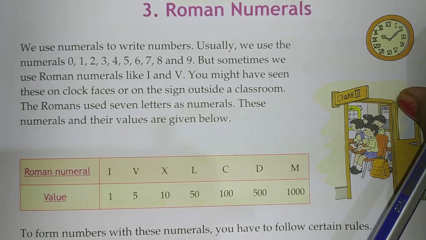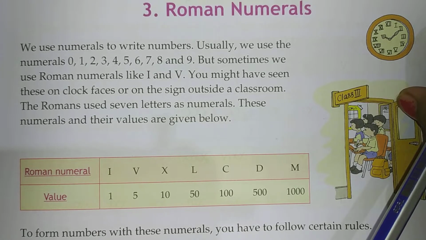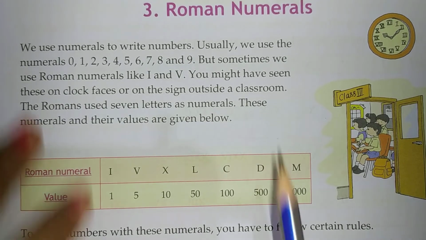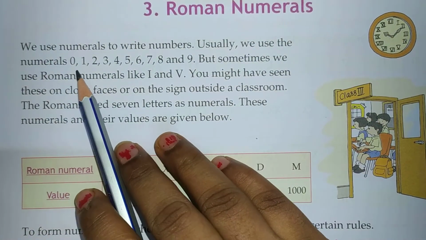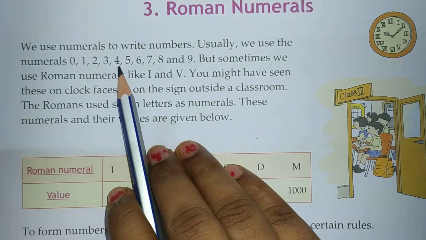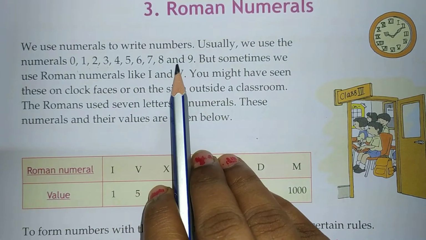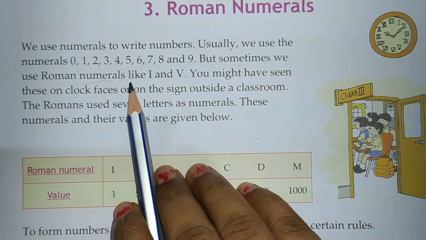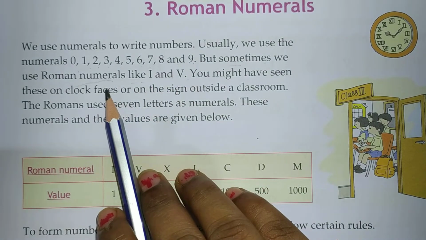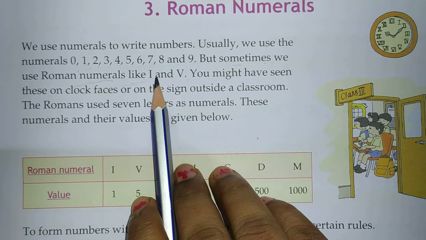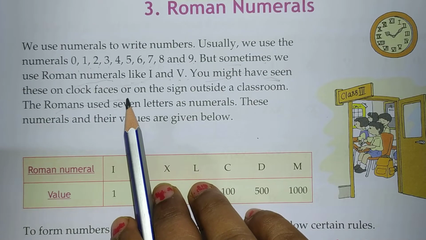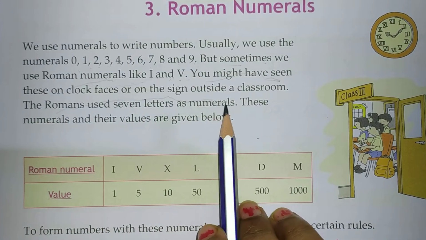Today we are going to start a new unit 3, Roman numerals. We use numerals to write numbers. Usually we use the numerals like 0, 1, 2, 3, 4, 5, 6, 7, 8 and 9. But sometimes we use Roman numerals like I and V. You might have seen these on clock faces or on the sign outside of a classroom.